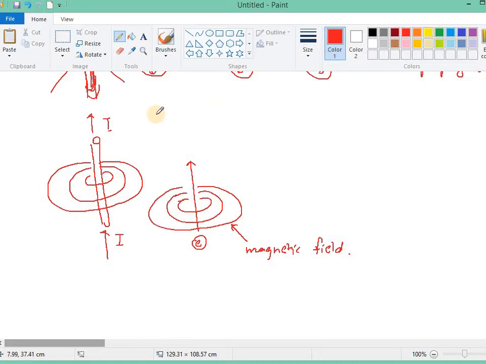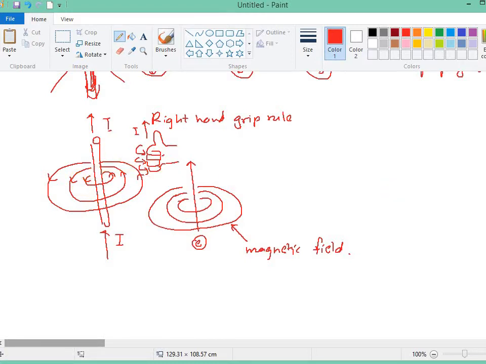By using right hand grip rule. That means if we put our right hand and we grip our fingers like this, then this thumb is direction of current, and this direction of finger is direction of magnetic field. So if the current moves like this going up, the magnetic field is in this direction. And of course, if the current change direction, the magnetic field also change direction.